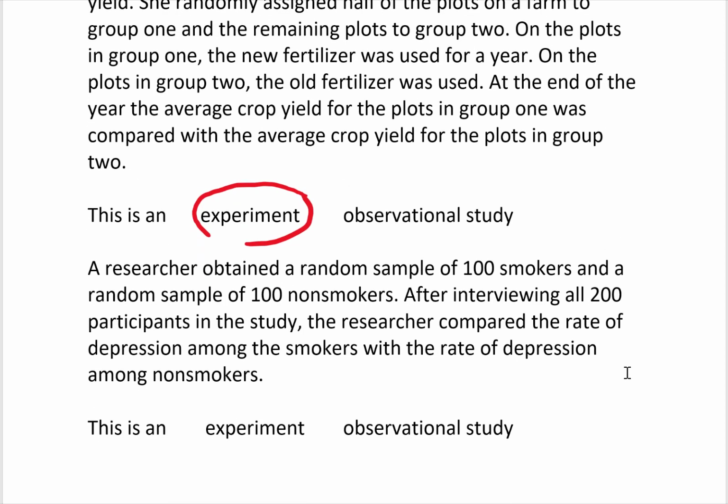A researcher obtained a random sample of 100 smokers and a random sample of 100 non-smokers. After interviewing all 200 participants in the study, the researcher compared the rate of depression among the smokers with the rate of depression among the non-smokers. Now, although there's 2 groups here and there was a random sample obtained of smokers and non-smokers, this is an observational study. The researcher is not doing anything to influence the smokers or the non-smokers. They're already self-selected into their groups. So this would be an observational study.